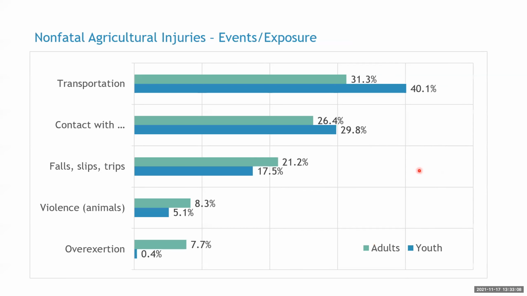When we look at the injury event categories, we see that transportation incidents were the most common cause of injuries. Youth had a higher proportion of transportation incidents than the adults here. Also, the interesting part is overexertion injuries, and we can capture those injuries with the NEISS system, which is usually not captured by other data systems.